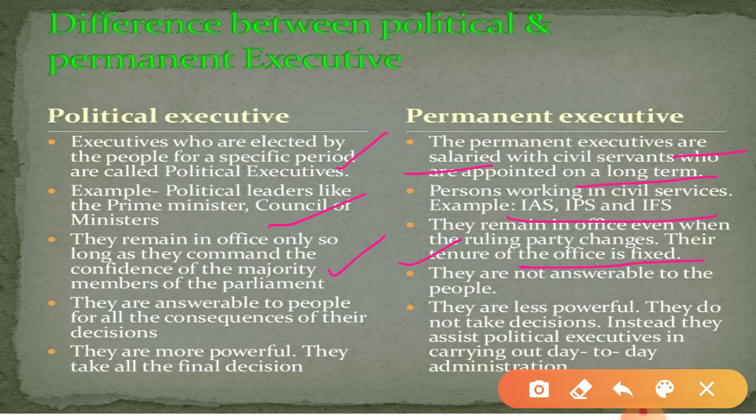Next, political executives are answerable to the people, because they are elected or chosen by the people, so they are answerable to the people of the country for all the consequences of their decisions. Permanent executives, meaning the civil servants, are not answerable to the people because they are not elected or chosen by the population. Political executives are more powerful because, as you know, democracy means government of the people, for the people, and by the people. So these executives are elected by the population, they are directly answerable, and the final decision is taken only by these political executives. Permanent executives are less powerful. They do not take any decision; instead, they assist political executives in carrying out the day-to-day administration. So this is the basic difference between political and permanent executives.